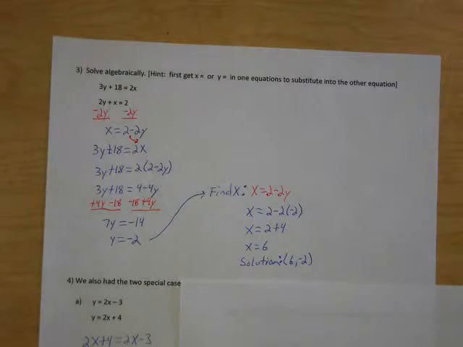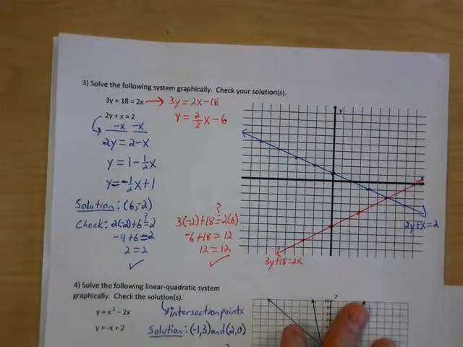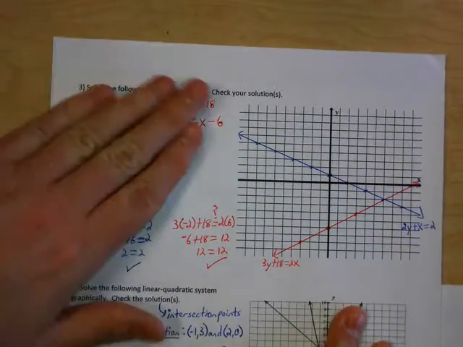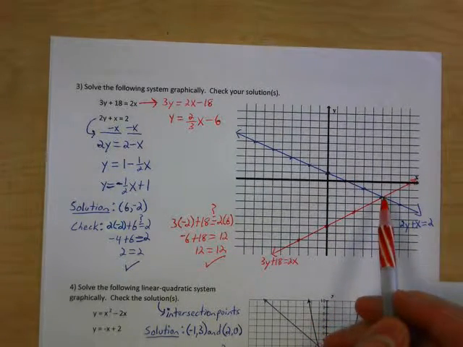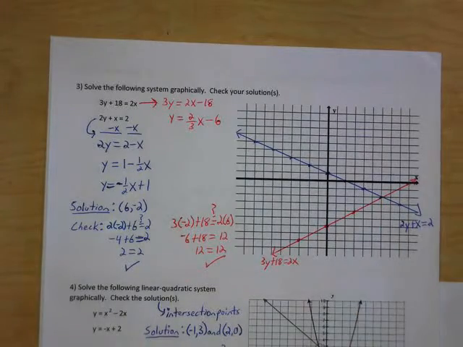Now you may recall that this is the same system as on the previous one. If we were to graph each of those, again, all this work over here is really messy, but we did that in the last packet. If we graph each of those, we see they intersected at 6, negative 2. So that matches up with the graphical solution.